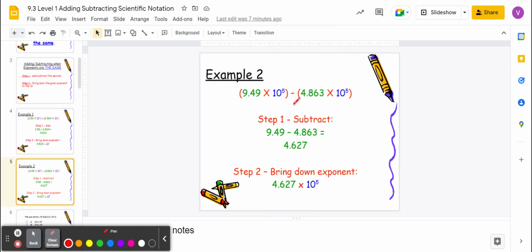Let's look at another example. Example number 2 tells me to subtract, but I quickly notice that they are both raised to the fifth power. So far I'm in good shape. I want to look at my decimals and subtract them: 9.49 minus 4.863. I get 4.627. Now, because both of my exponents are the same, I'm going to drop those down, and I get times 10 to the fifth power. That's my final answer.